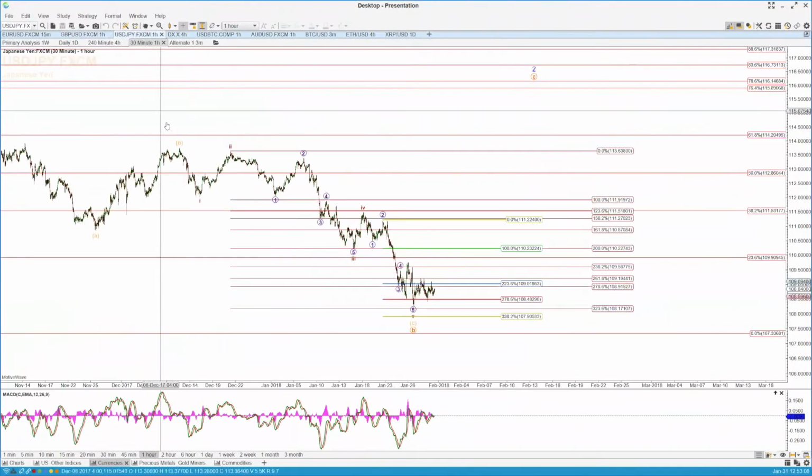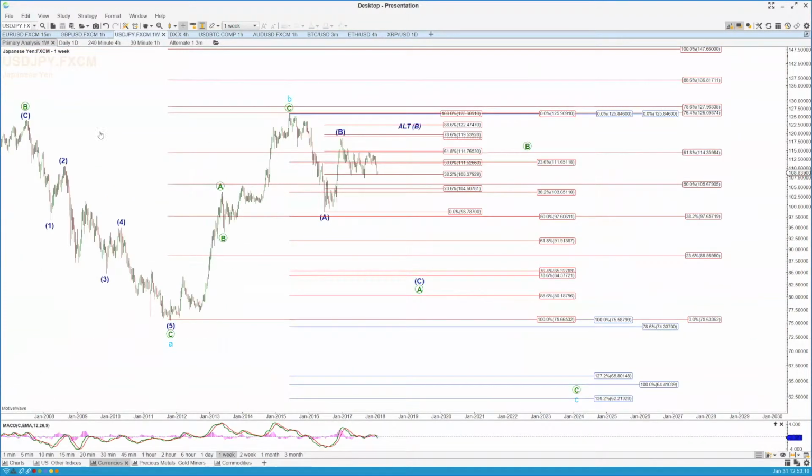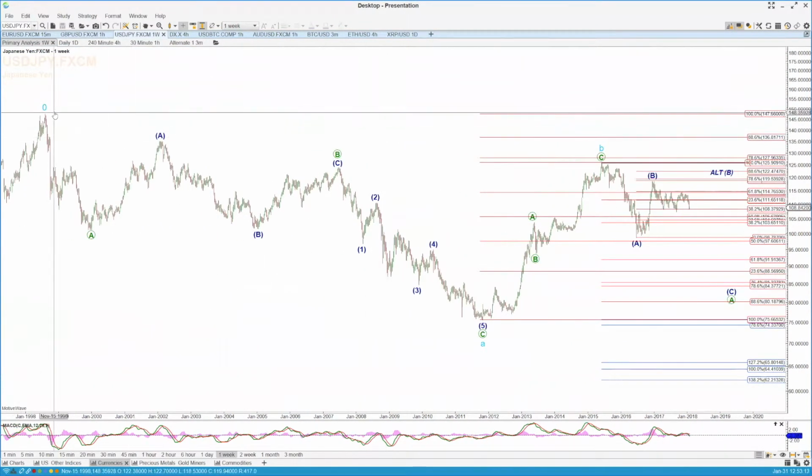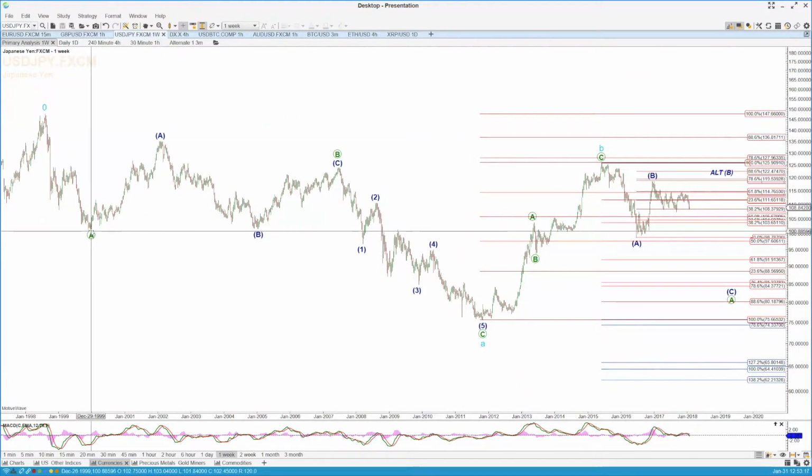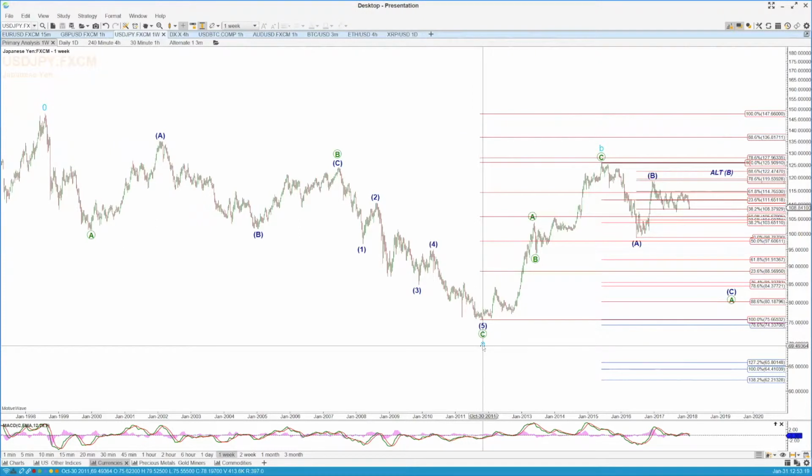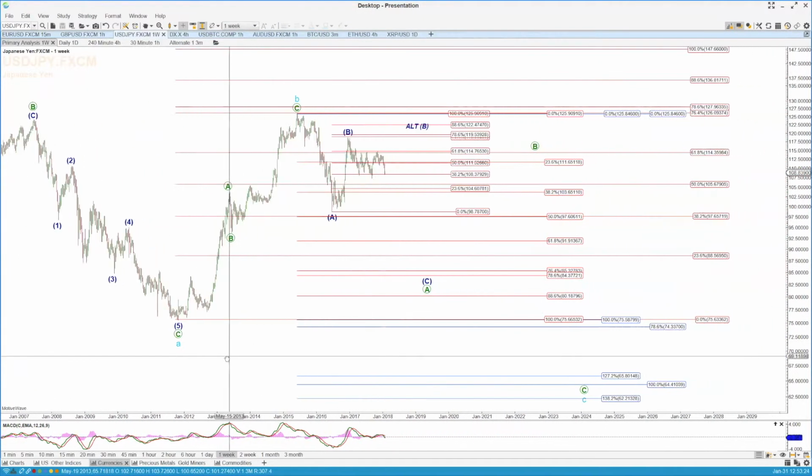Okay, US dollar, Japanese yen. So again, off this high back in 1998 in this case, I've got an A, B, C for an A wave at cycle degree into the 2011 low.